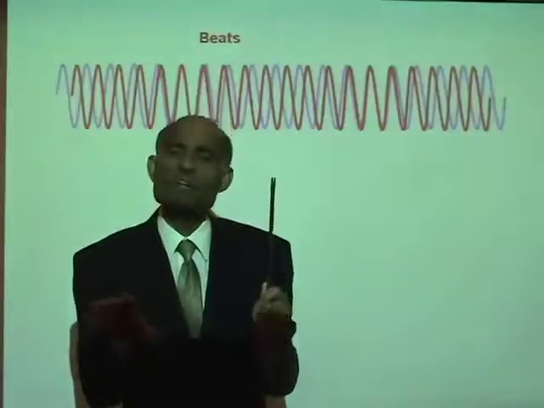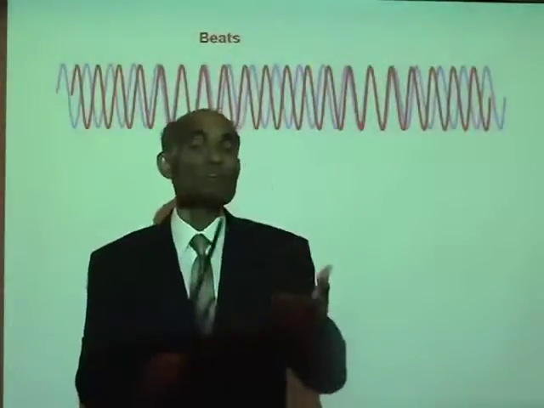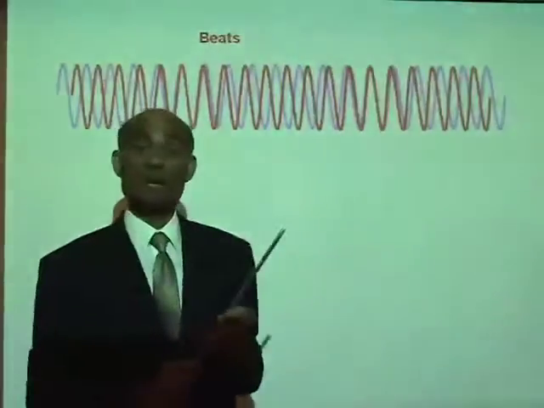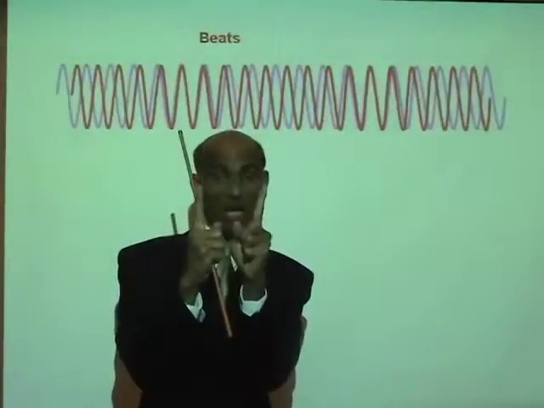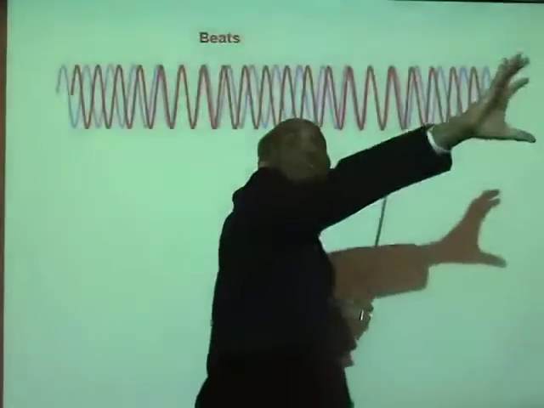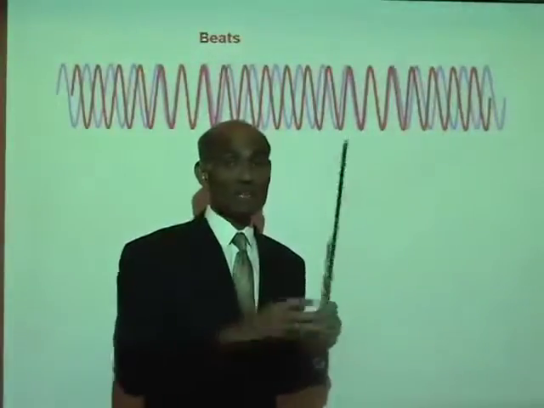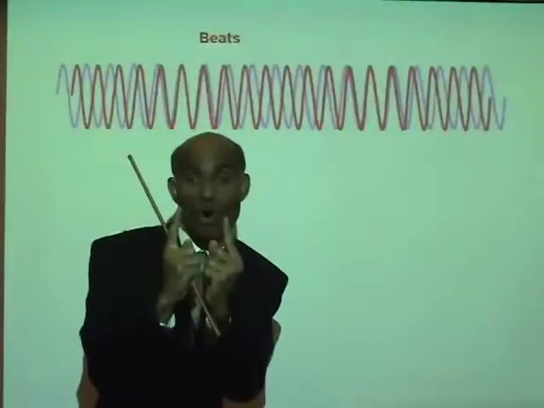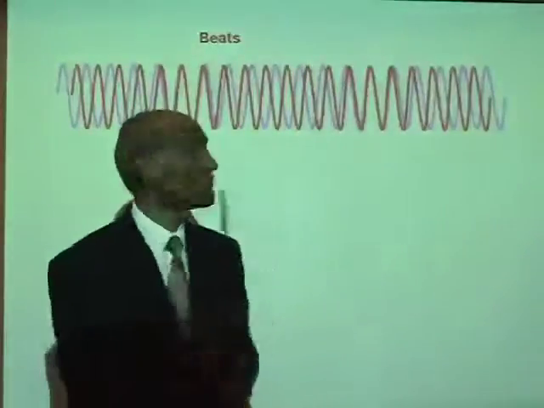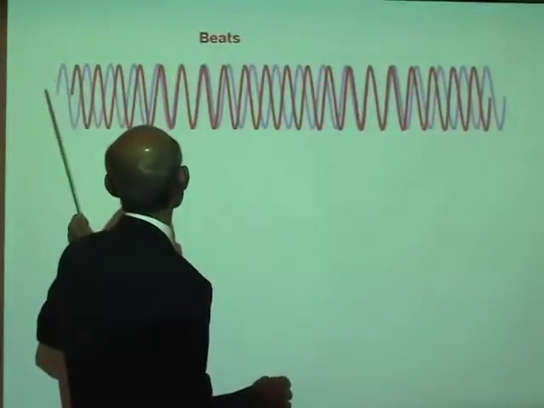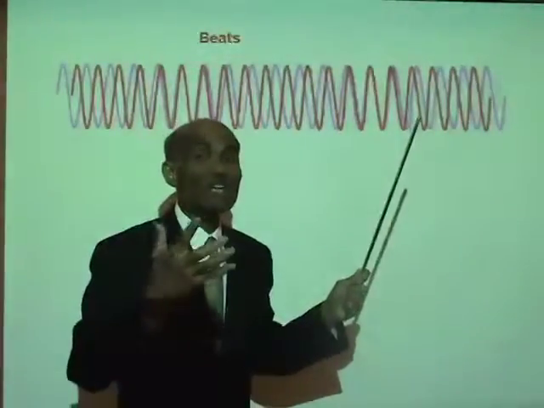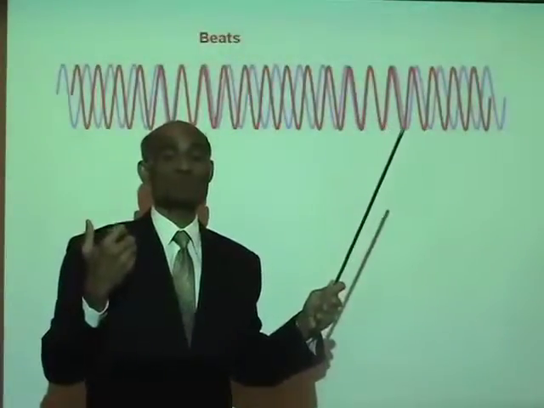Now, what does the beat frequency depend on? The beat frequency depends on the difference between the two frequencies. Now remember, if the two frequencies are exactly the same, then they start out in phase, they will be in phase every time. Is that right? Now this phenomenon occurs because of a small difference in the frequency. The number of times they get in phase, out of phase, in phase, out of phase per second is the difference between the two frequencies.